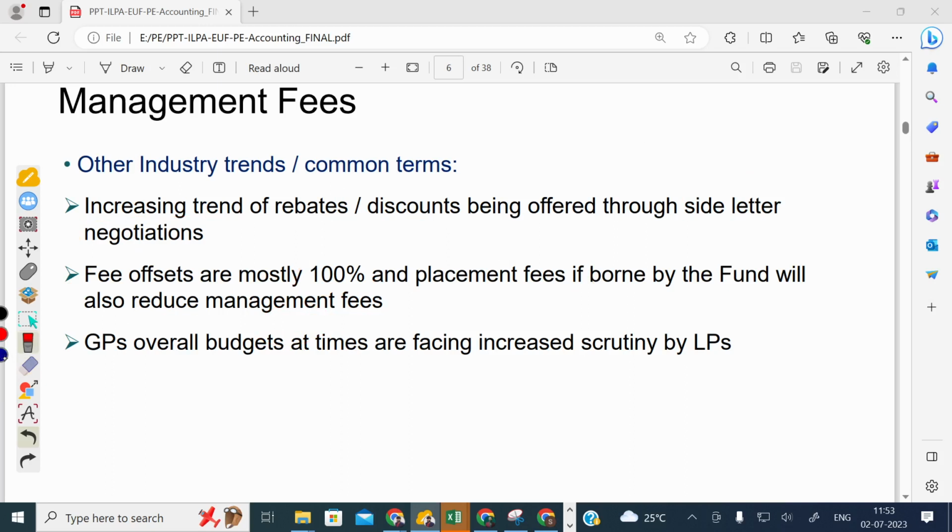That depends. And the last statement: general partners' overall budgets at times are facing increased scrutiny by limited partners. So it means nowadays, whatever budgets the limited partners pay to the general partners. See, I don't know, this is a recorded session. I don't want to reveal the truth of this industry, but there are a number of events or instances which I have read or gone through about frauds and scandals, right?